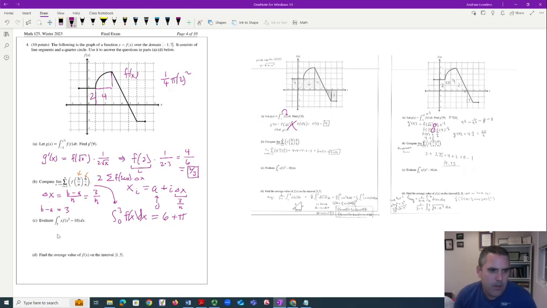This one should jump out at you as a substitution problem. Again, I think sometimes these symbolic problems just make people freak out, but actually in some ways it makes it easier because you have less calculation to do.